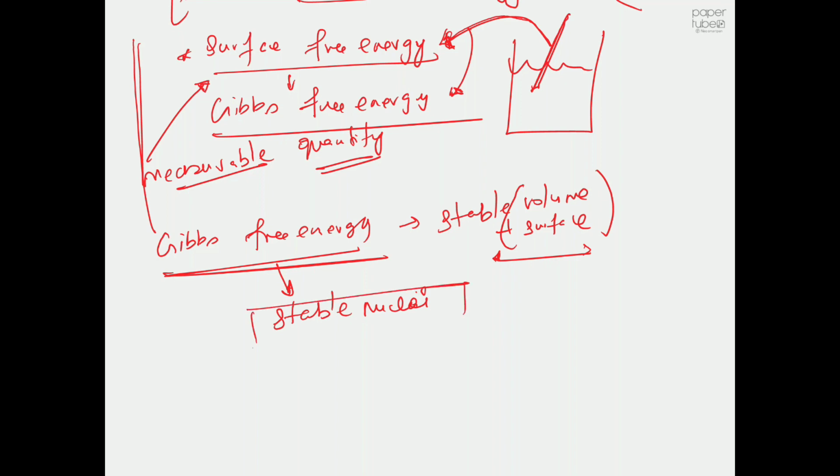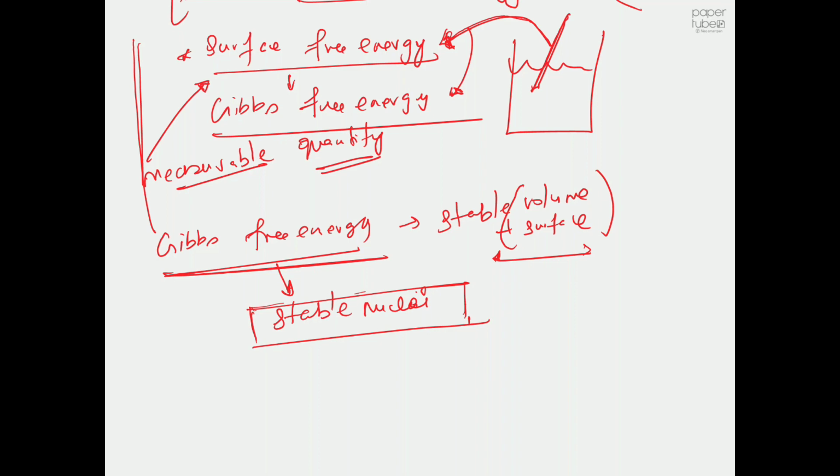So that's what we are going to calculate: the amount of energy that we need to overcome in order to create a stable nuclei from a solution. Obviously this is something like a molecular assembling process. Eventually they assemble into a perfect pattern and evolve into a stable nuclei.